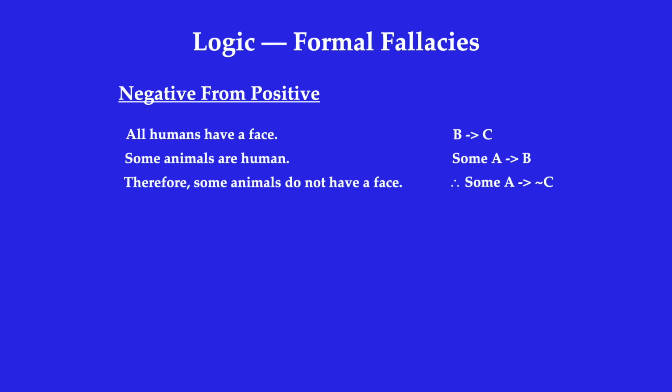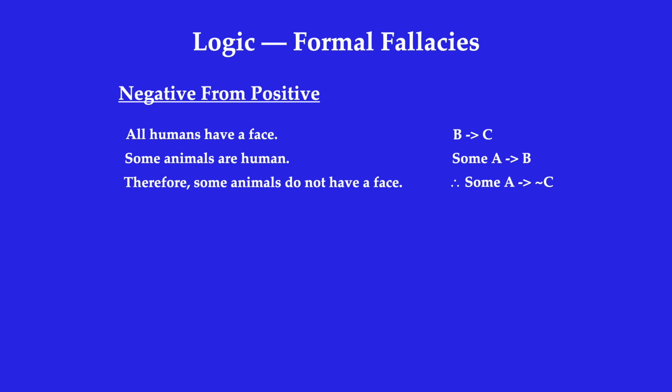All humans have a face. Some animals are human, therefore some animals do not have a face. I believe the idea here is that if you say some animals are human, then it's possible that some animals are not human, and since those animals are not human, they don't have a face. But then you may recognize this is kind of a mixed up variant of negative thinking backwards.